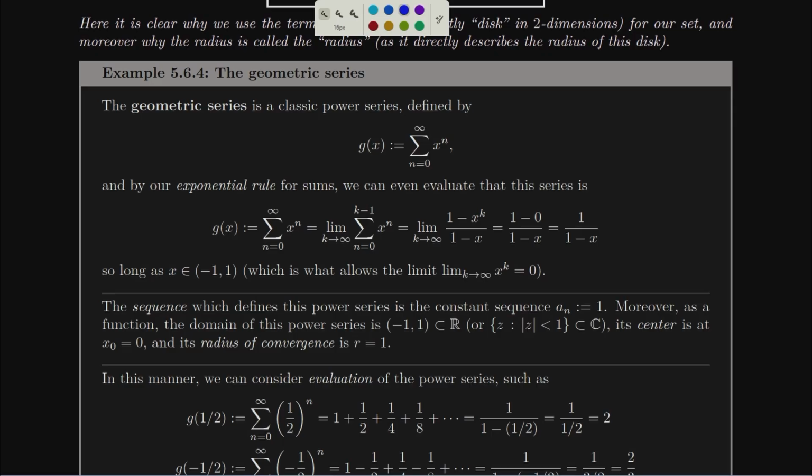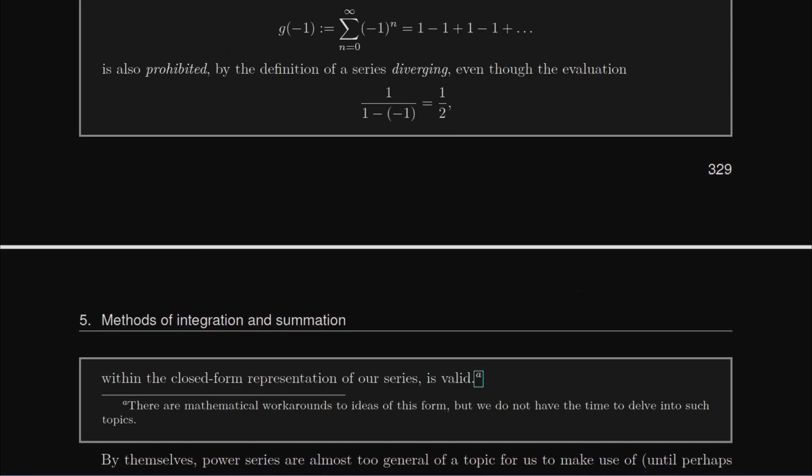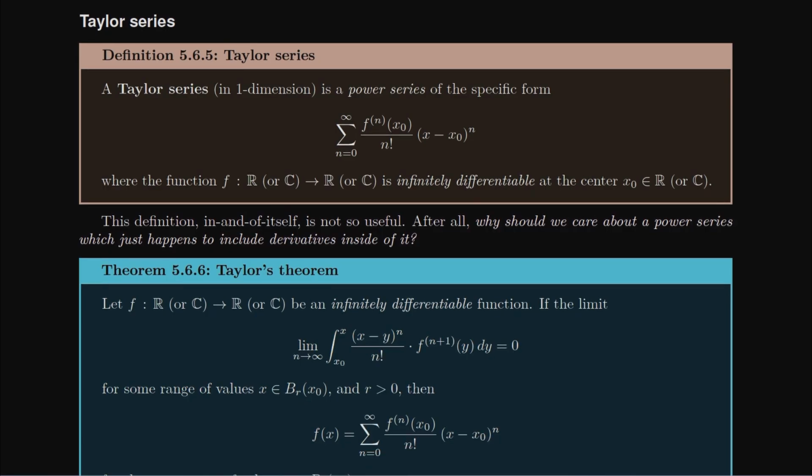It ends up being centered at 0 with a radius of convergence of 1. Let's move on to what I actually care about for today, my favorite topic of Calculus 2, the Taylor series. A Taylor series is a very, very specific power series.